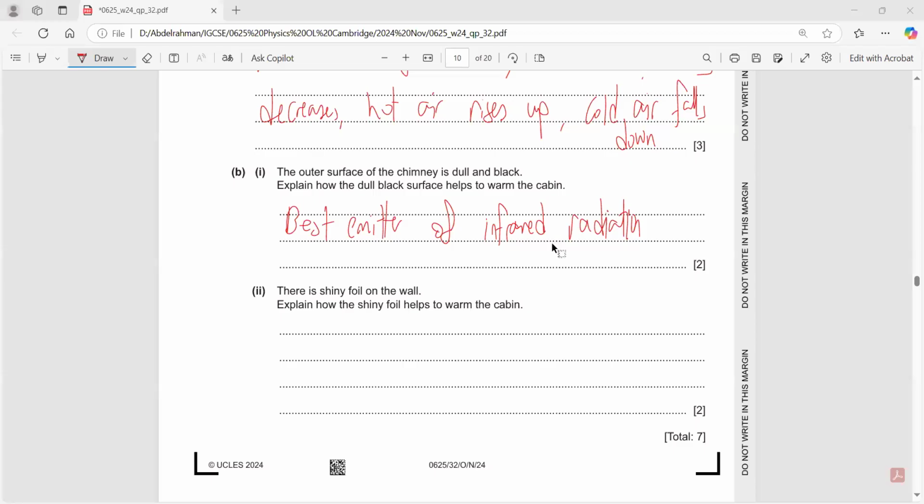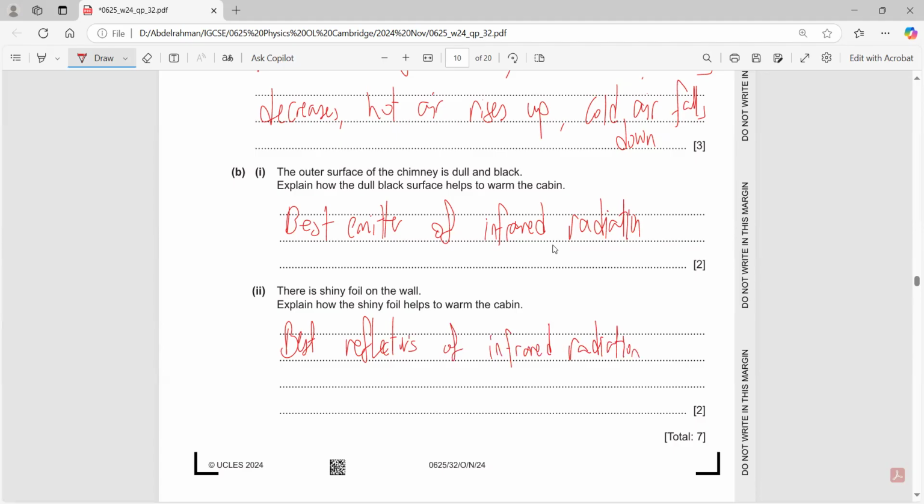Shiny surfaces are the what? You might say the worst emitters, the worst absorbers, and best what? In this case, they are the best reflectors of infrared radiation. I know they are the worst emitters and the worst absorbers, but in this case they are the best reflectors of infrared radiation.